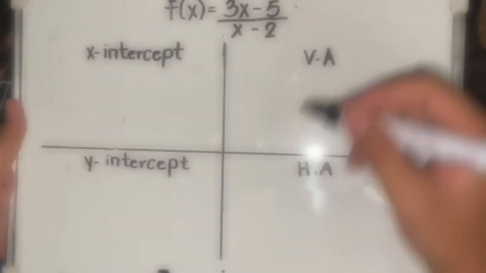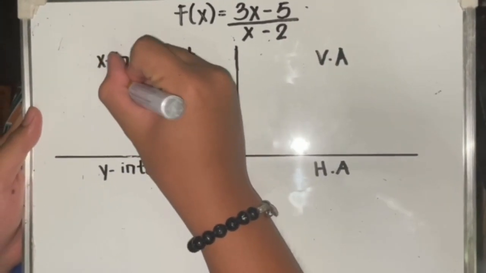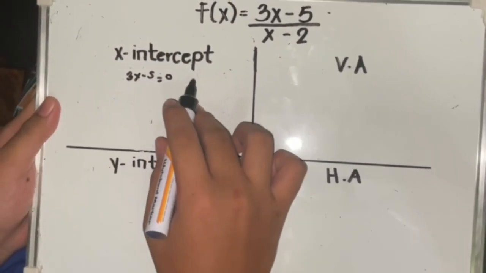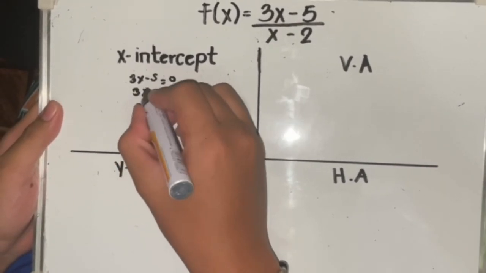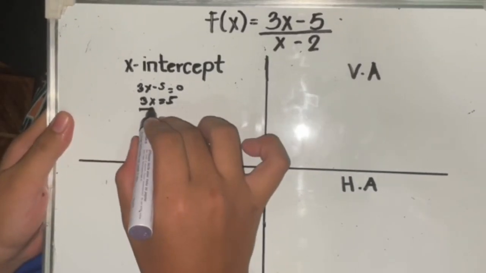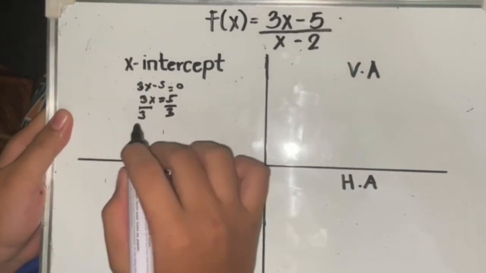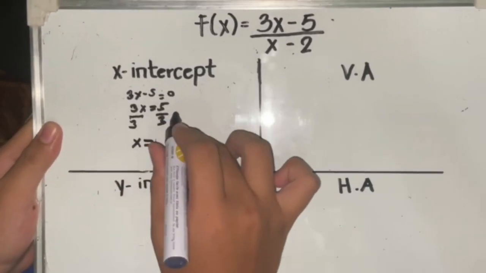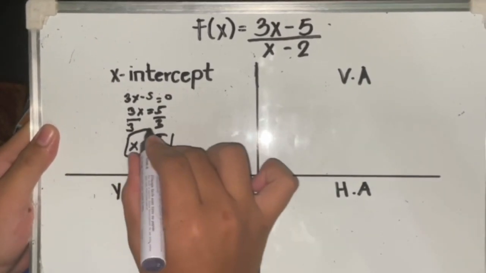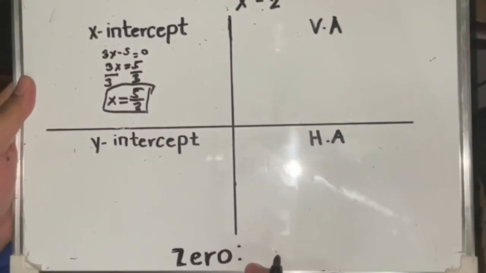How to solve the x-intercept? First, we look at the numerator, 3x negative 5. So negative 5 transposed to the right side becomes positive. Then we divide by the coefficient of x. So 3x divided by 3 is x, and x equals 5 over 3. What is the final answer of the x-intercept? It's the final answer of 0.